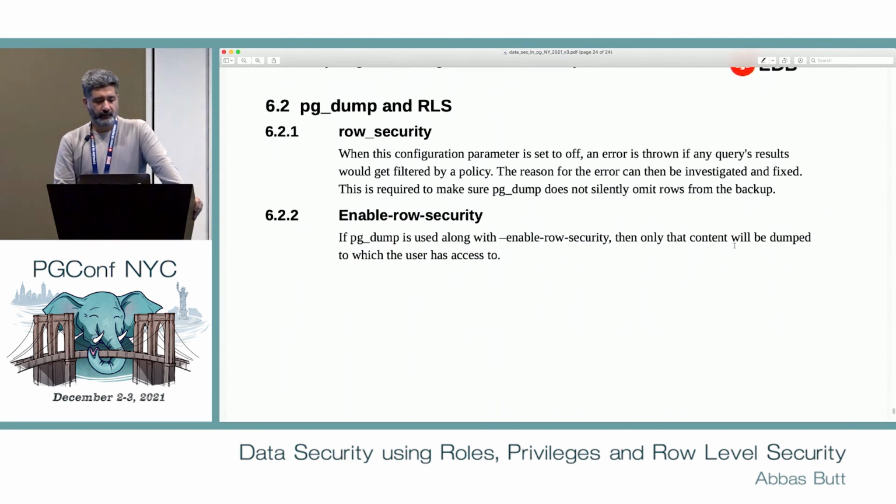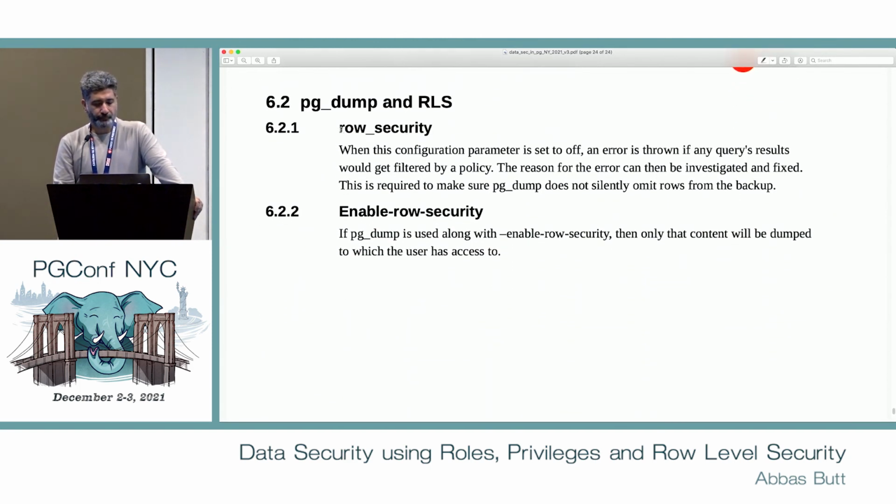Last point, this is a GUC that you can set to off. If it is set to off, then an error is thrown if any query results would get filtered by a policy, and this is required for pg_dump. There is an option in pg_dump, --enable-row-security, to make sure that only the rows to which a particular user has access are returned from the pg_dump.